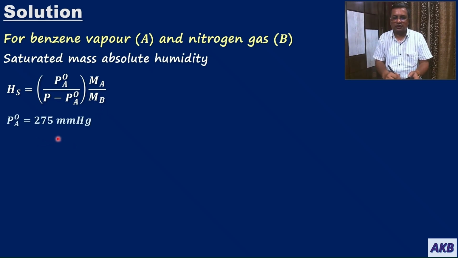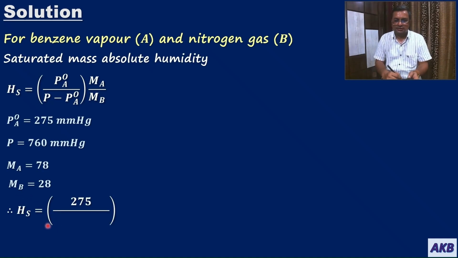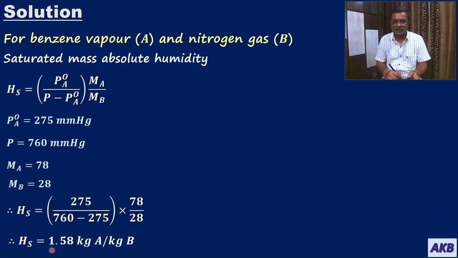So Pa0 is given to us, it is 275 mmHg. Total pressure is given to us, it is 1 standard atmosphere, that is 760 mmHg. Molecular weight, A is benzene, so molecular weight of A is 78. Now in the first case, gas B is nitrogen, therefore molecular weight is 28. So you just have to use these values. So Hs will be equal to 275 divided by 760 minus 275 into 78 by 28. So that gives us Hs as 1.58 kgA per kgB.